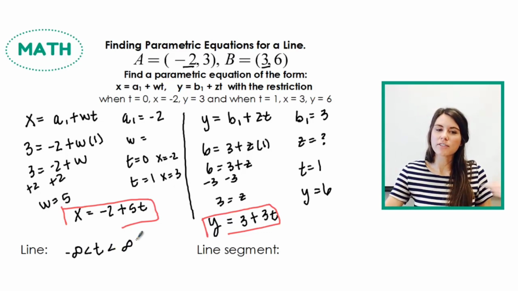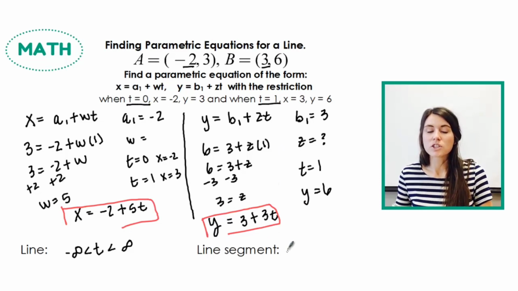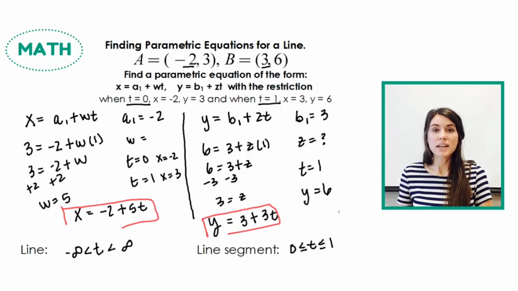You want your line to go on forever, so your t values need to go on forever. That's how you create a line. To create the line segment, we just want the line segment between those 2 points. So then the line segment between those 2 points is going to be between these two t values that we created the line with. So for the line segment, we would say t needs to be in between 0 and 1. And that's it. We've created parametric equations of a line given 2 points.